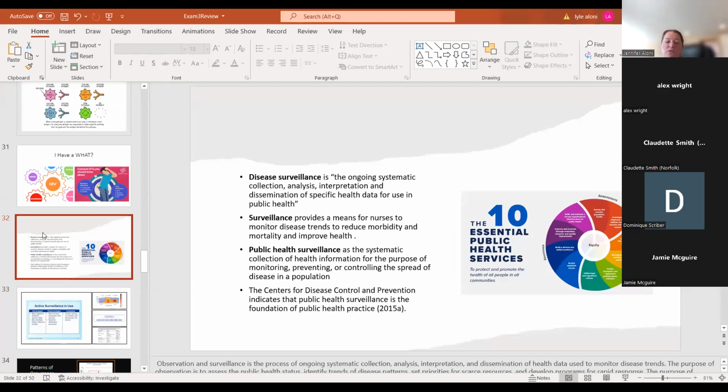So we talk about our surveillance or different types. So we have disease surveillance, where we're going to look at what diseases are occurring in a community. Surveillance provides a means for nurses to monitor disease trends, and then we have our public health surveillance, which collects and monitors our spread. Here's an example.